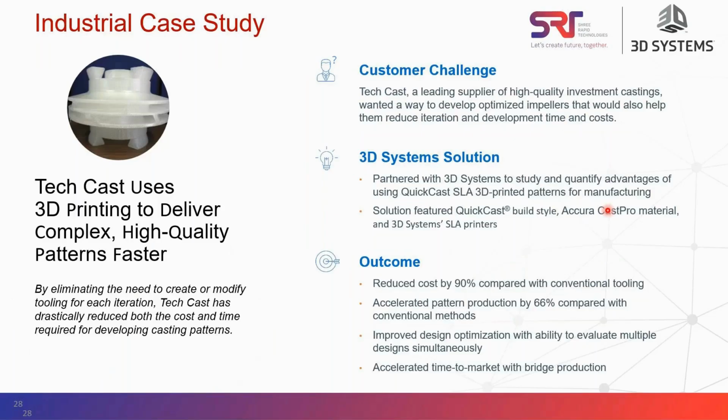One more case study from TechCast. Again, they were facing some issues with a quickly developed impeller, because when they change the design, they have to change the mold as well. So 3D Systems offered the solution with the build style and accurate castable material. They almost reduced the cost by 90% compared to conventional tooling. So you can see the importance of 3D printed QuickCast using 3D Systems machines.